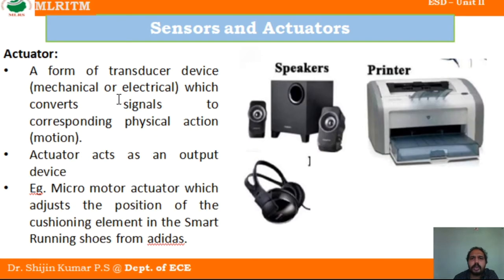Now we look into actuators. Actuators are always output devices. It is also a transducer. The input to an actuator is always an electrical signal, because that signal comes from the microcontroller. Based on that electrical signal, it will generate some mechanical action or some signal, depending on the type of actuator that we are using.